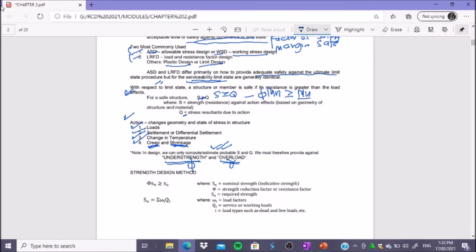Now, in strength design method, gamit tayo ng phi, ano? So, I have already explained that. And we have notation here, Sn is nominal strength, phi is the strength reduction factor, and Su is the required strength. Then dito, yung sinabi ko dito, load factor, it is designated as omega. So that is here. Then dito, meron naman ang notation dito. This is the type of load such as dead load, live load, earthquake, wind load, etc. Okay, ganun ba yan?